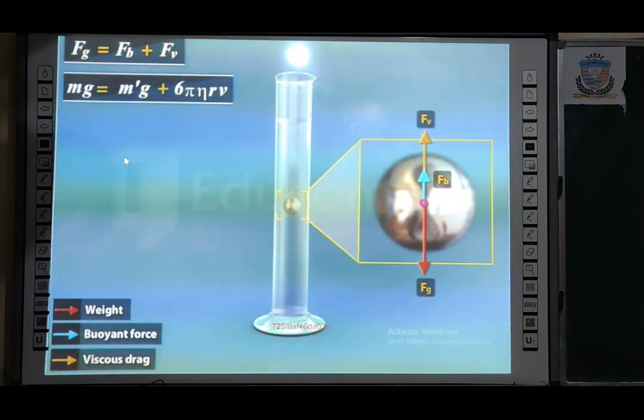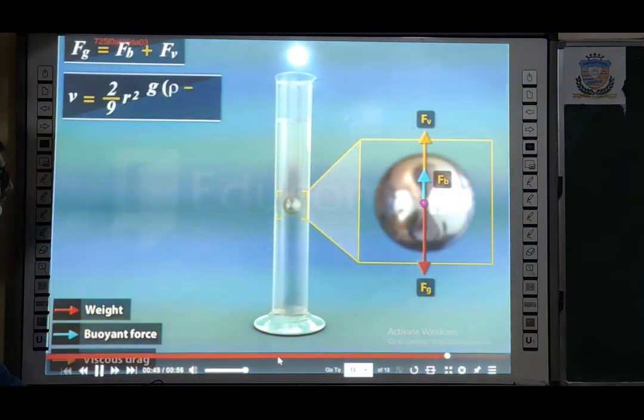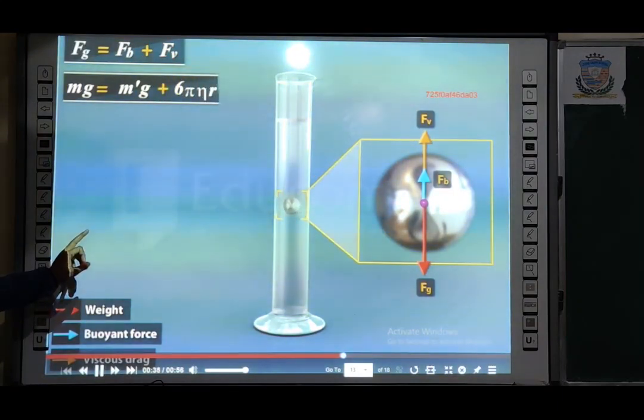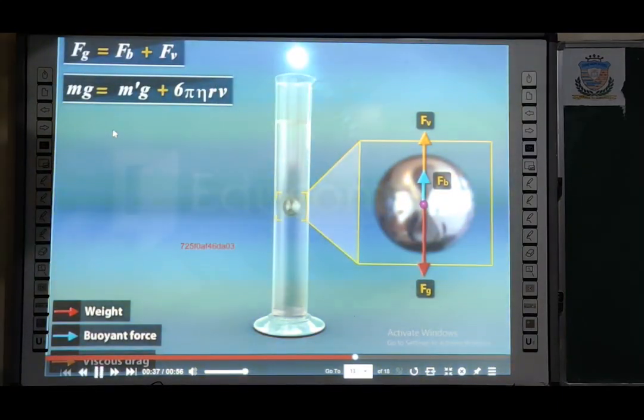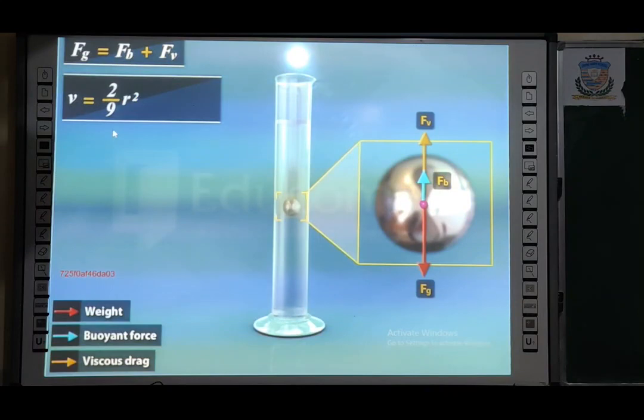On simplifying, we get terminal velocity equal to 2 upon 9 times the radius squared times the acceleration due to gravity times the difference in the density of the solid and the fluid, divided by the coefficient of viscosity.